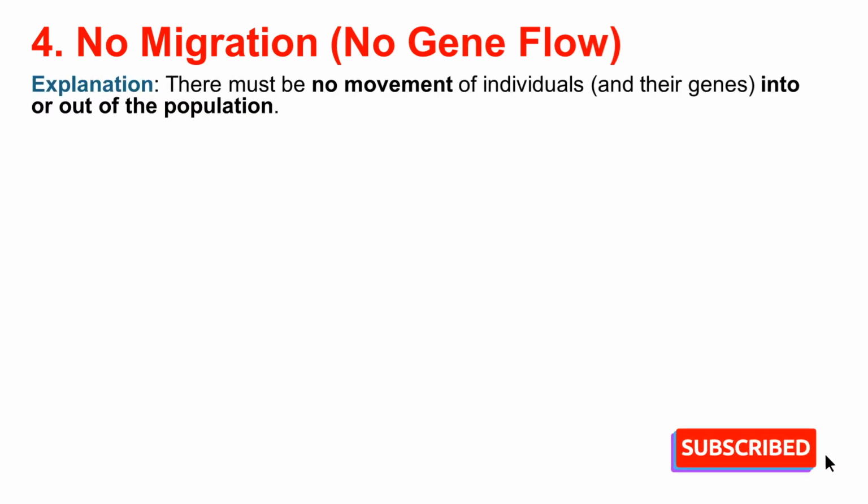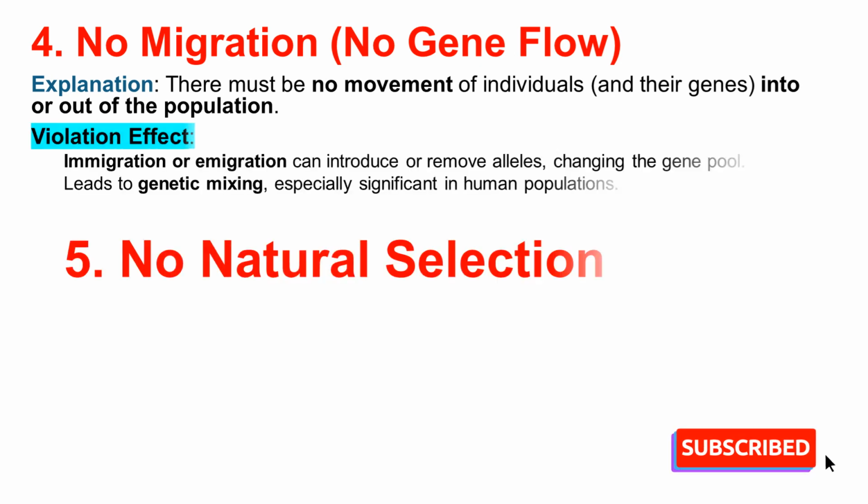4. No migration, no gene flow. Explanation: there must be no movement of individuals and their genes into or out of the population. Violation effect: immigration or emigration can introduce or remove alleles, changing the gene pool. Leads to genetic mixing, especially significant in human populations.